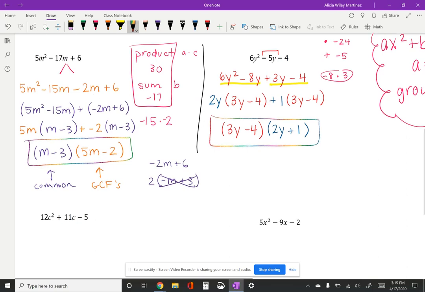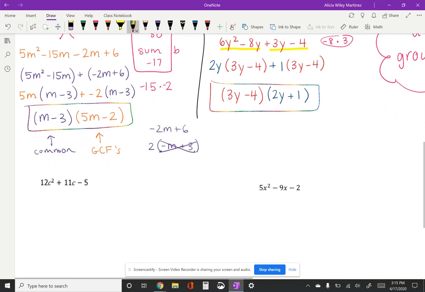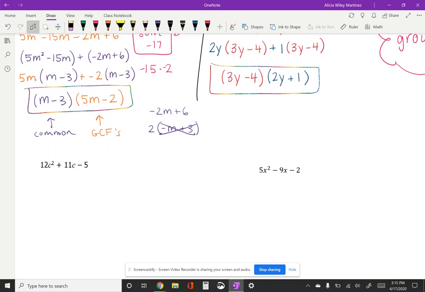That also is true if the GCF is negative 1. So if you had something like this, the only GCF of this binomial would be a negative 1. The way you know to take out a negative is if the first term is negative, and that would leave you with something like this once you took it out. So just a little side note there.